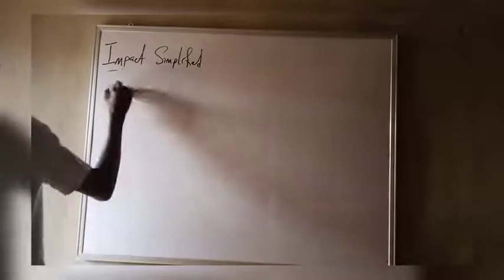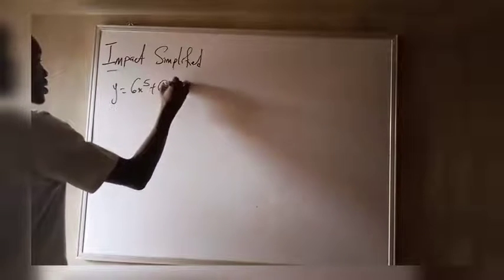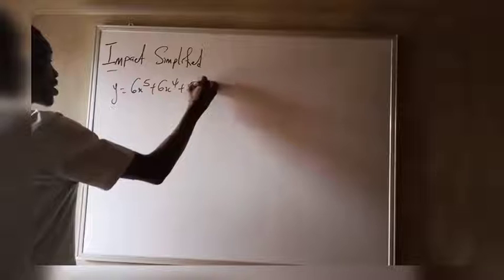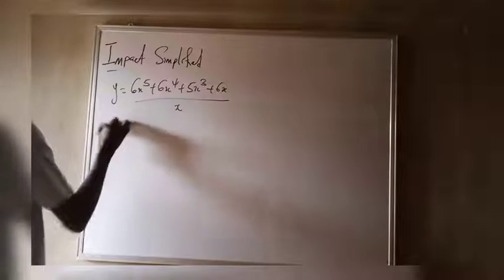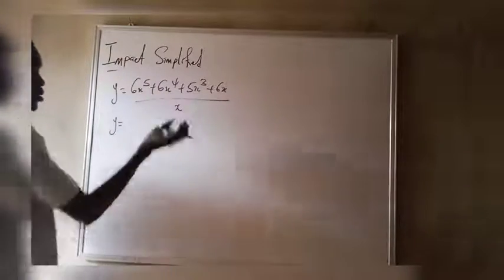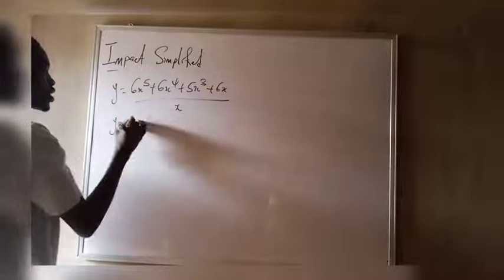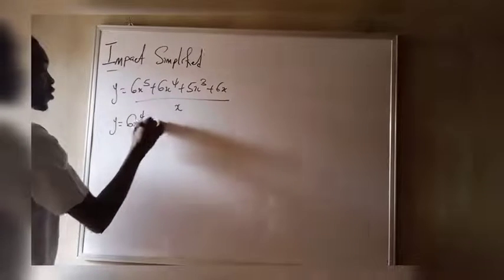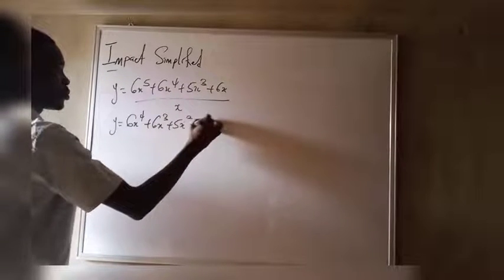Now, for example, we have a question like this. y is equal to 6x raised to the power 5 plus 6x raised to the power 4 plus 5x cubed plus 6x, divided by x. How can we solve this? The first thing we have to do here is just to what? To separate them. You divide through by x before you differentiate. If you divide through by x, what do we have? We have it as 6x^4 plus 6x cubed plus 5x squared plus 6.